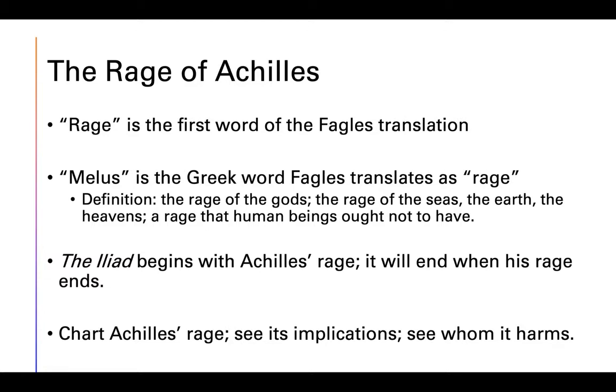So as you read, try to chart Achilles' rage. What is making him mad and when? And then see the implications of his rage. He makes particular choices based off of how emotional he is feeling. There's vast implications to his emotional state. And as you read, see who his anger is actually harming. He brings about a lot of harm to a lot of people, but he also brings a lot of harm to himself. So we'll talk about that.